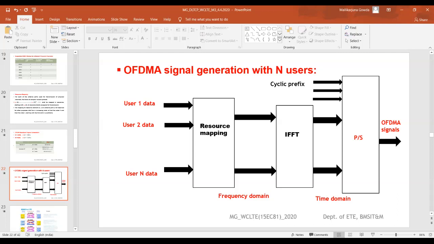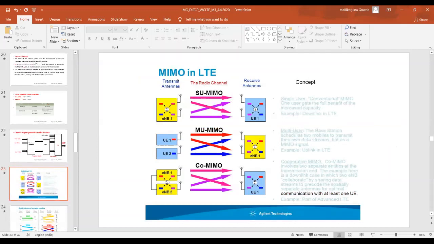As I said, it has two steps: one is channel coding and the second is the modulation process. Up to this point comes under the modulation process. So next, let us discuss MIMO, that is multiple input, multiple output, in LTE.